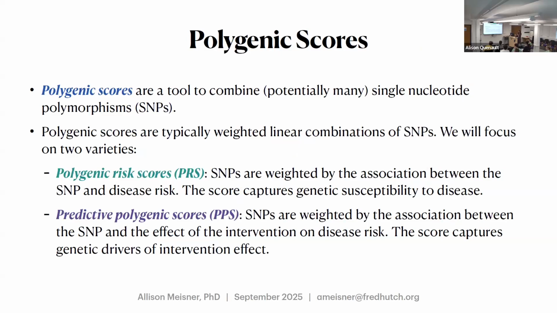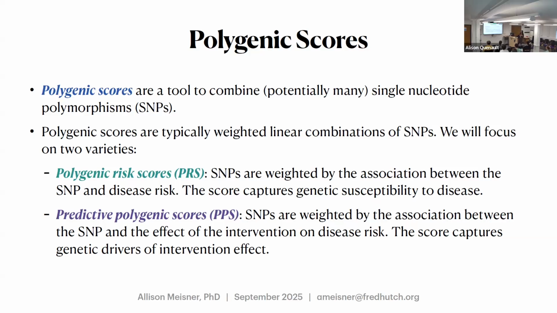Okay, so now I'm going to move to talking about polygenic scores. So polygenic scores, many people are probably aware, are simply a tool to combine potentially many single nucleotide polymorphisms, or SNPs. They can have dozens of SNPs or millions of SNPs, anywhere in between. And they're typically weighted linear combinations of SNPs. They can be much more complex than that, but for our purposes, we'll think of them as just linear combinations.